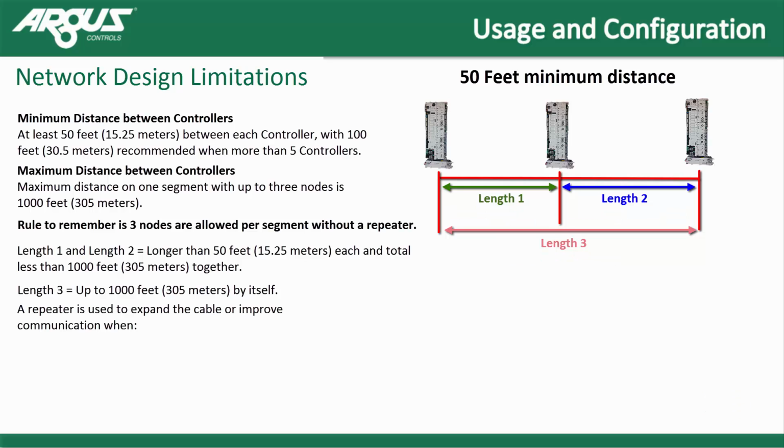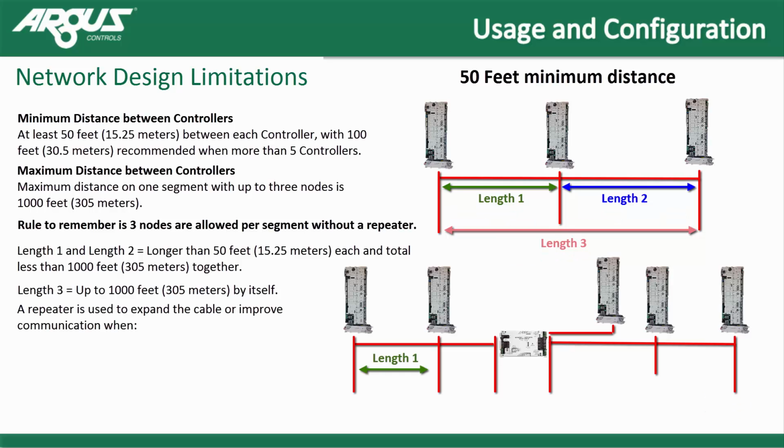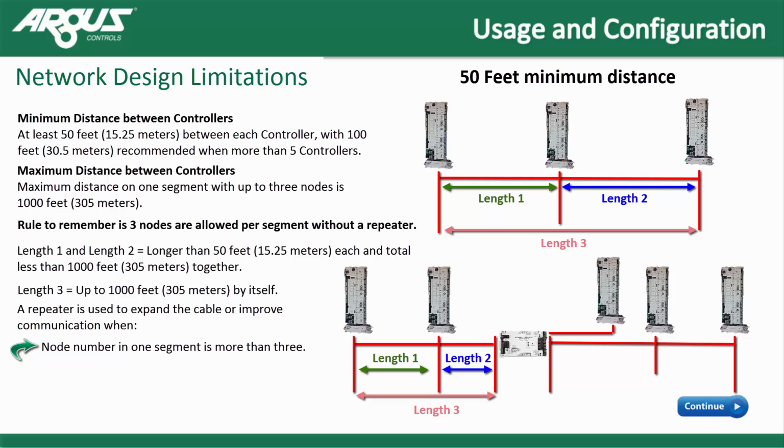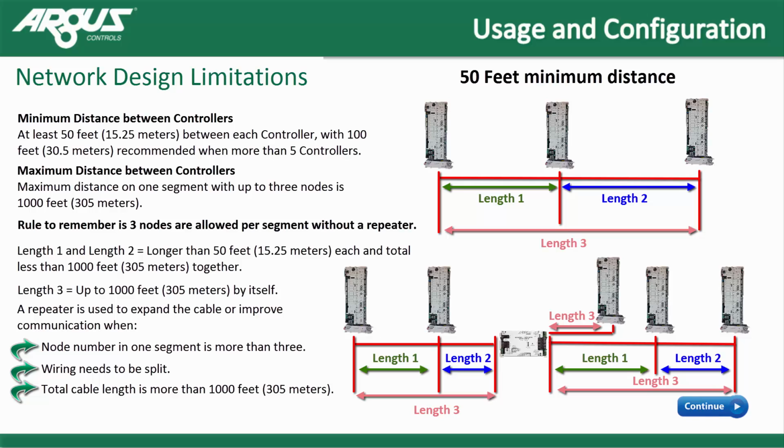A network repeater should be used to expand the cable or improve communication when the node number in one segment is more than 3, the wiring needs to be split, or the total cable length is more than 1,000 feet. If too many controllers are on one segment, a system network repeater, mentioned earlier, should be used. The same lengths apply when there are more than 3 nodes. Please note that the repeater is counted as one of the nodes on the segment.